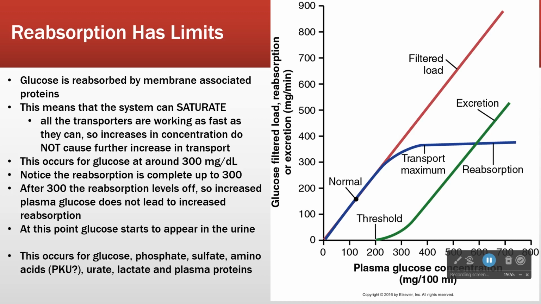Now, the reason I have PKU here is because by now we will have talked about the metabolic diseases, right? So in PKU, we have extra high amounts of phenylalanine. Well, usually phenylalanine is completely reabsorbed, just like glucose. But in patients with PKU, they have so much phenylalanine that we start to see phenylalanine appear in the urine, right? So it's the same pattern.